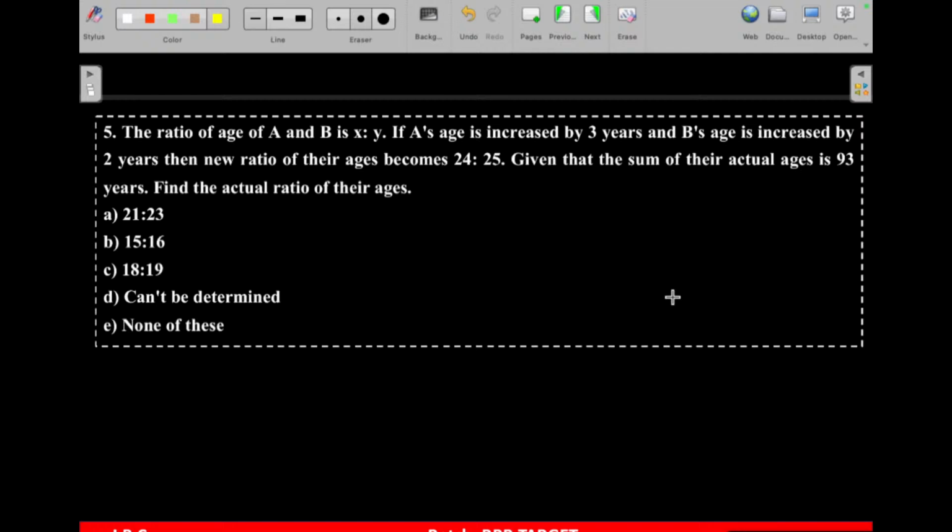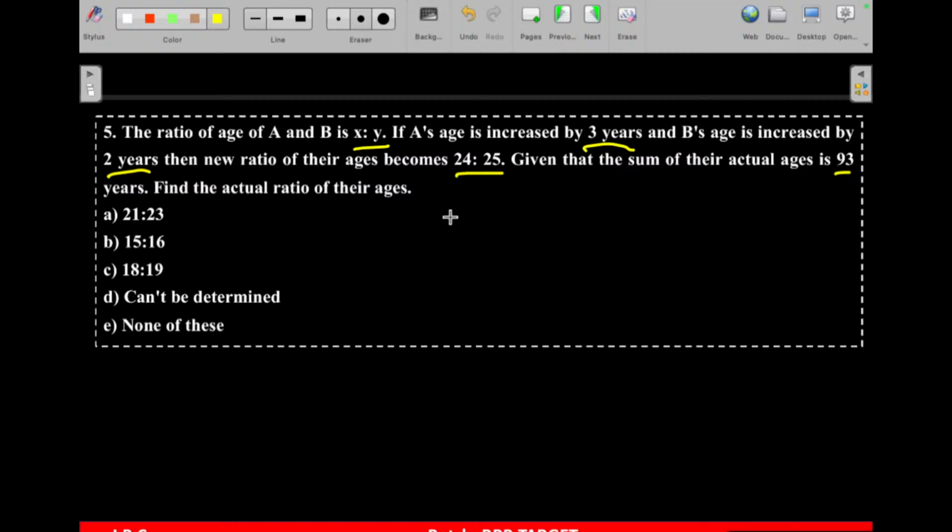So this is also easy question, not so difficult question. The ratio of ages of A and B is x:y. Okay, if A's age is increased by 3 years, B's age is increased by 2 years. Same question. Given the sum of their actual age is 93, find the actual ratio of their ages initially. I need to find out. That's it.